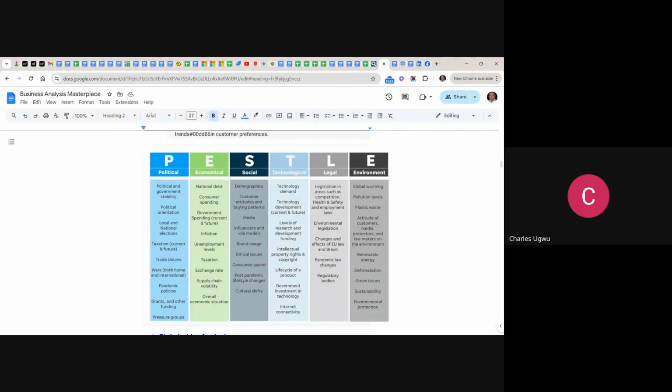Help us to understand the market environment where we are operating. If the political climate is not favorable, as a business analyst, these are some of the things you need to note in order to understand the kind of solution you are bringing. You have to look at the political climate before you start anything.